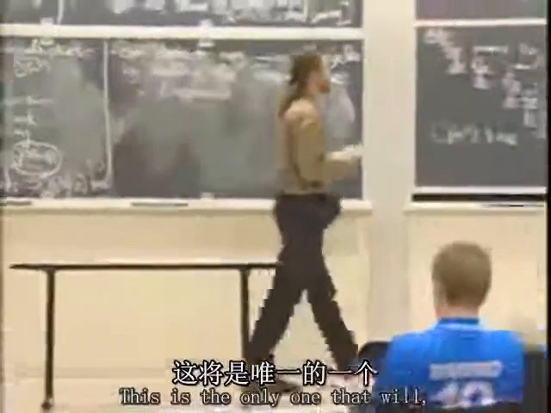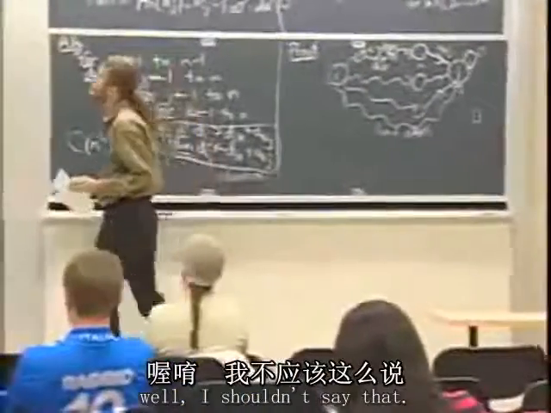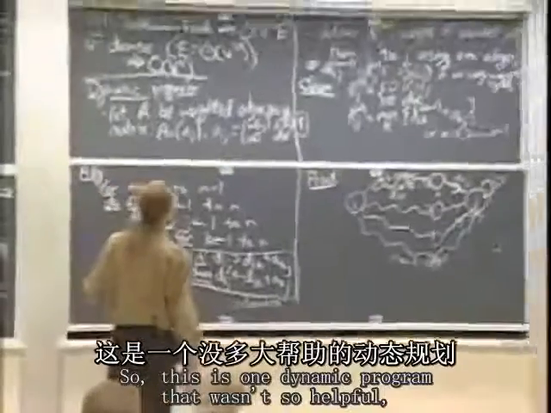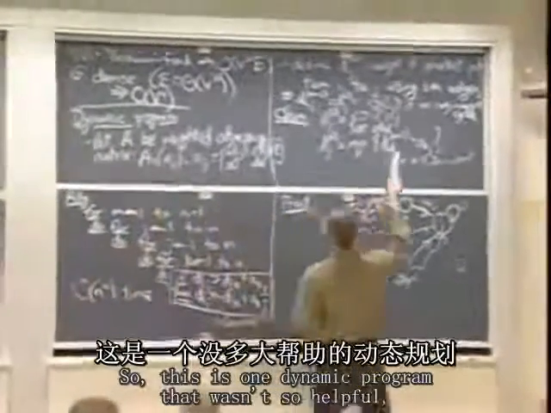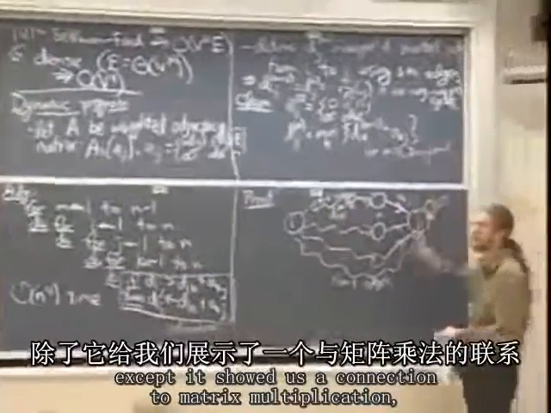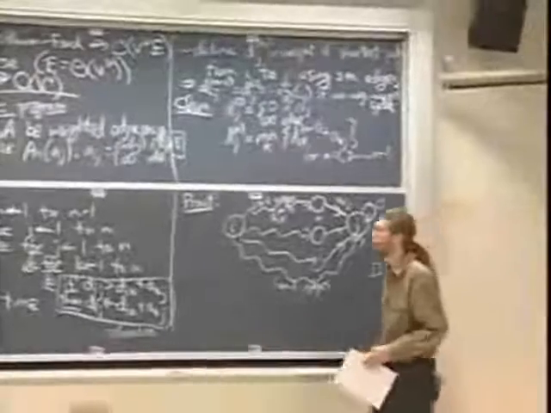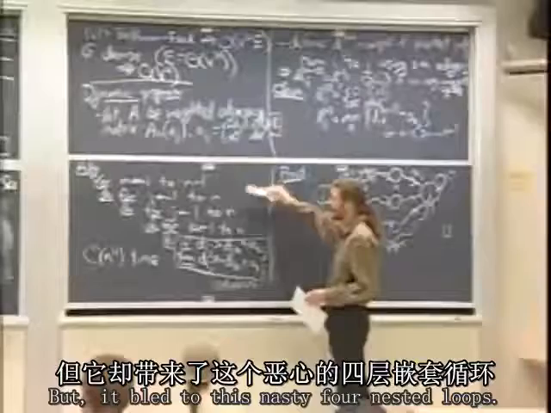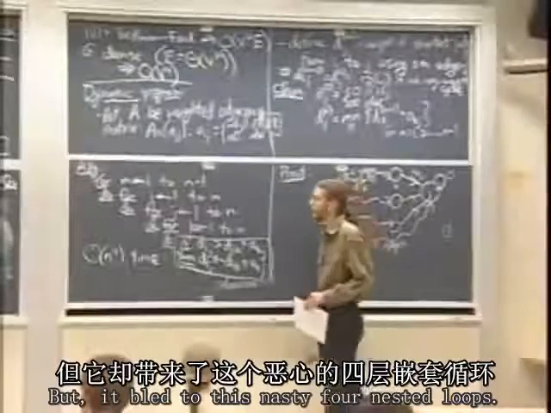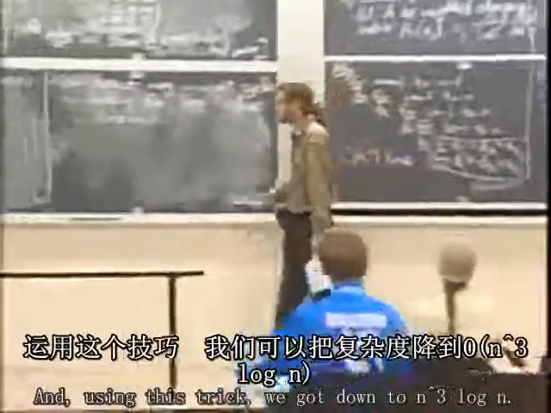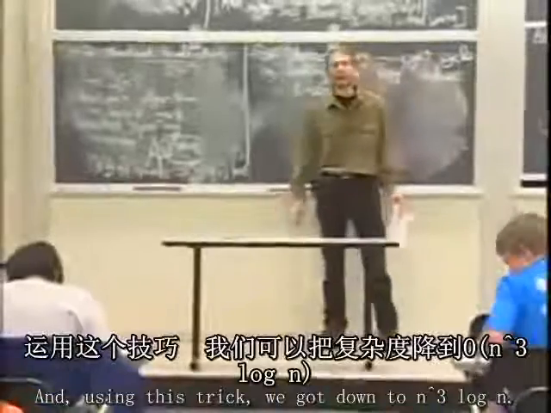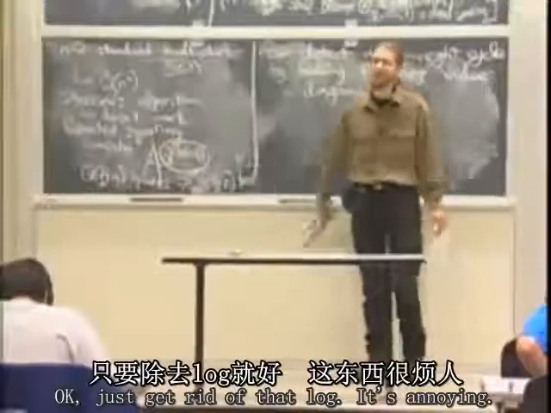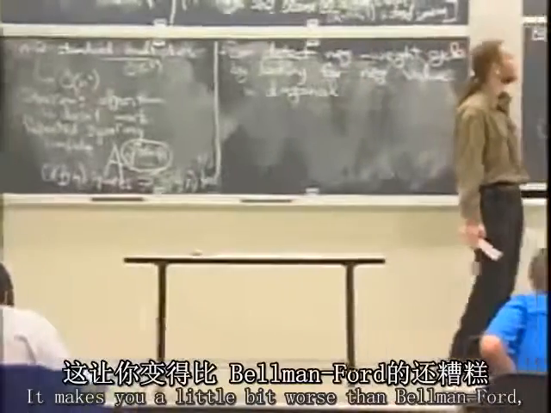Fine, there we go. So this was one dynamic program that wasn't so helpful, except it showed us a connection to matrix multiplication, which is interesting. We'll see why it's useful a little bit more. But it led to this nasty 4 nested loops. And if we're using this trick, we got down to n cubed log n. Let's try just for n cubed. Okay, just get rid of that log. It's annoying. Makes you a little bit worse than Bellman-Ford in the sparse case.